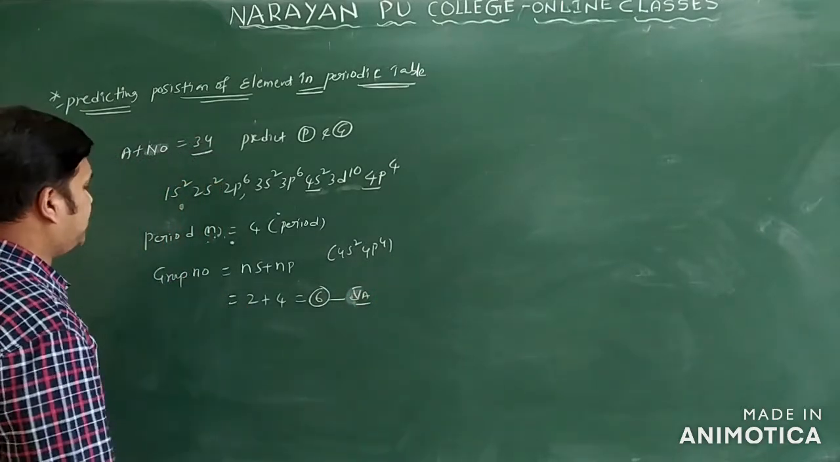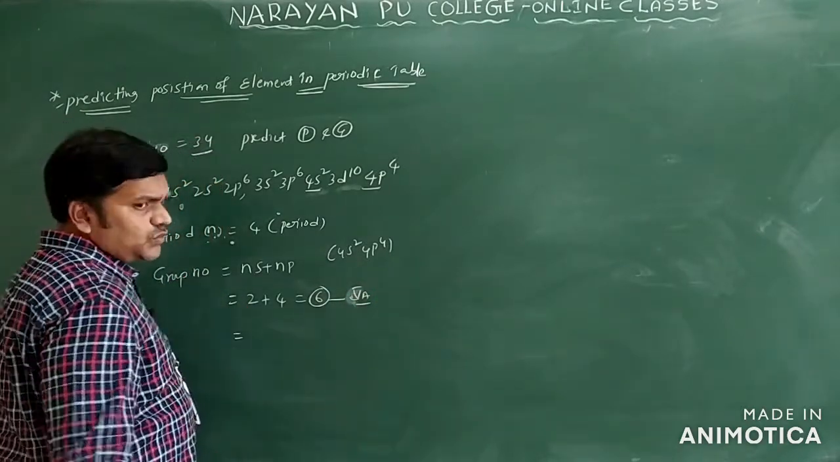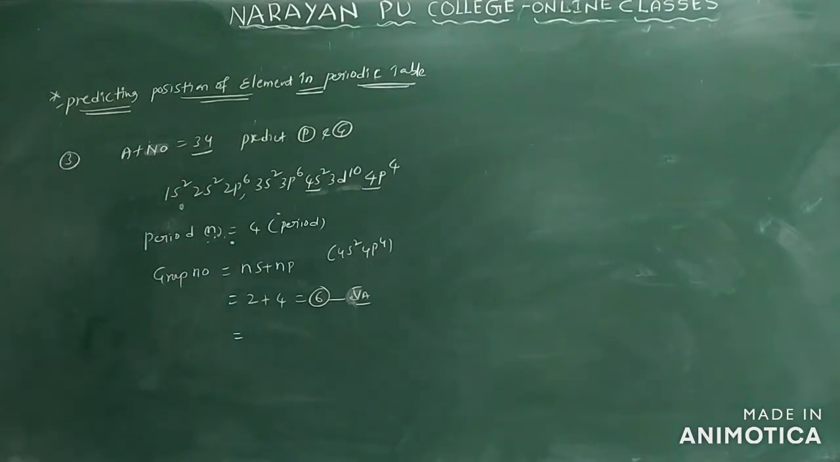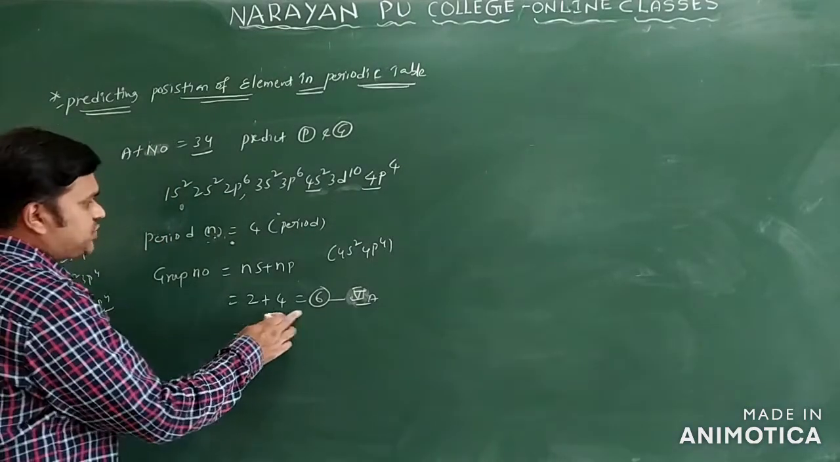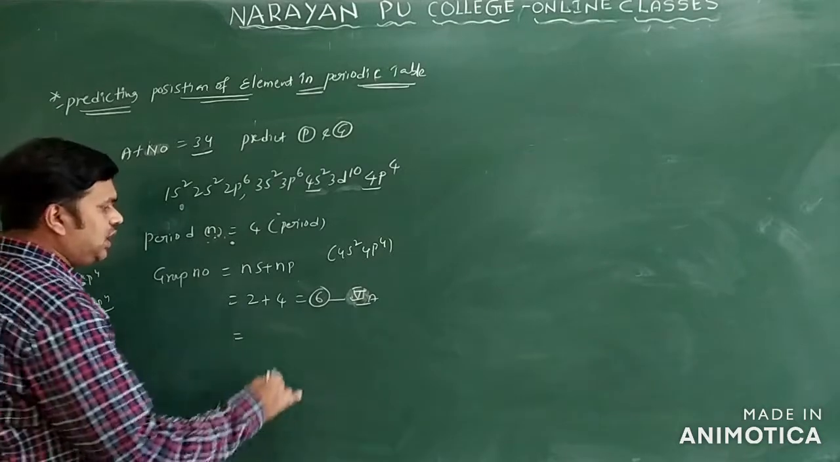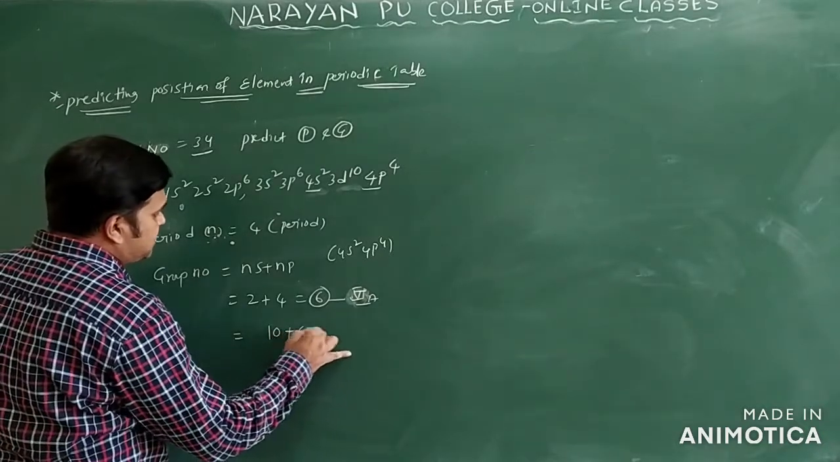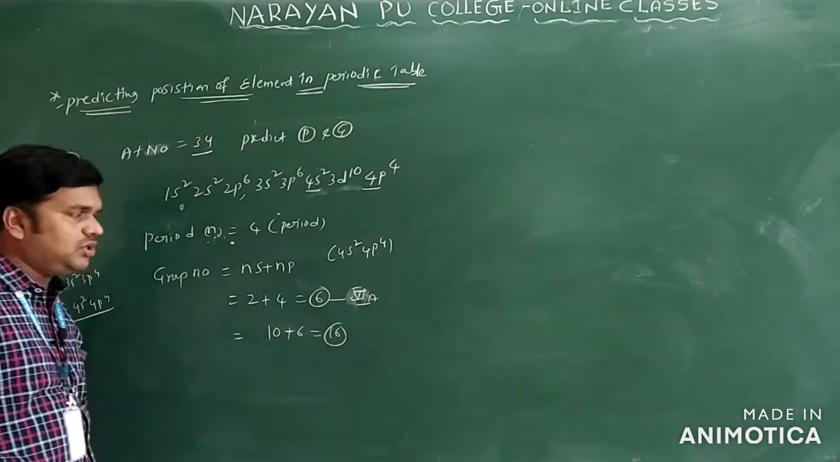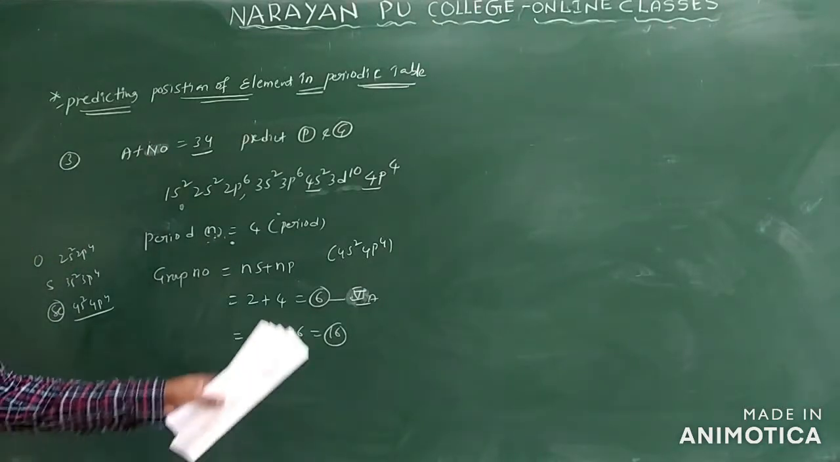Sorry, this is 6th A group only. Now we can say, you can see here 2 plus 4, 6, it belongs to 6th A group only. Or you can write, as I told here, 10 plus 6, you will write 16th group also. Generally, the elements are there in 6th A group or 16th group.